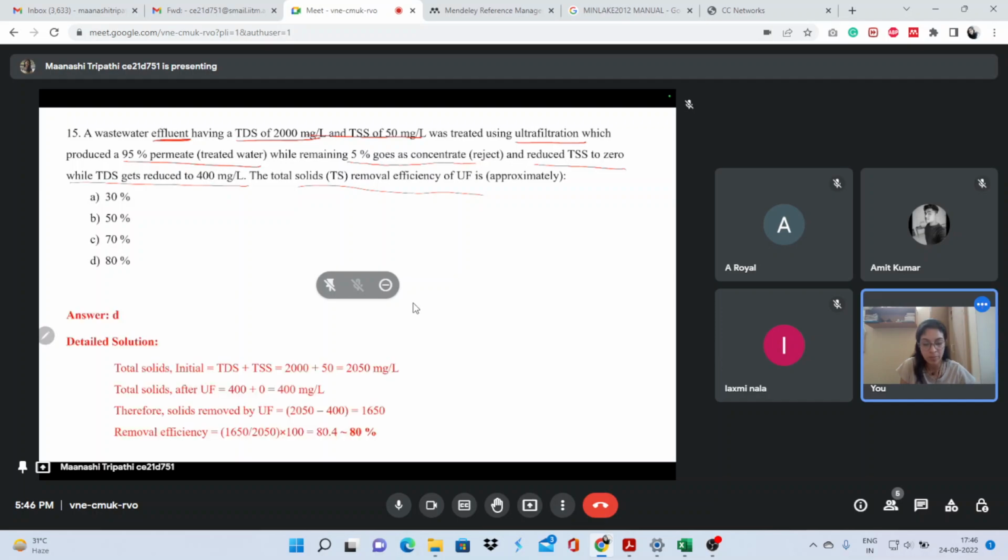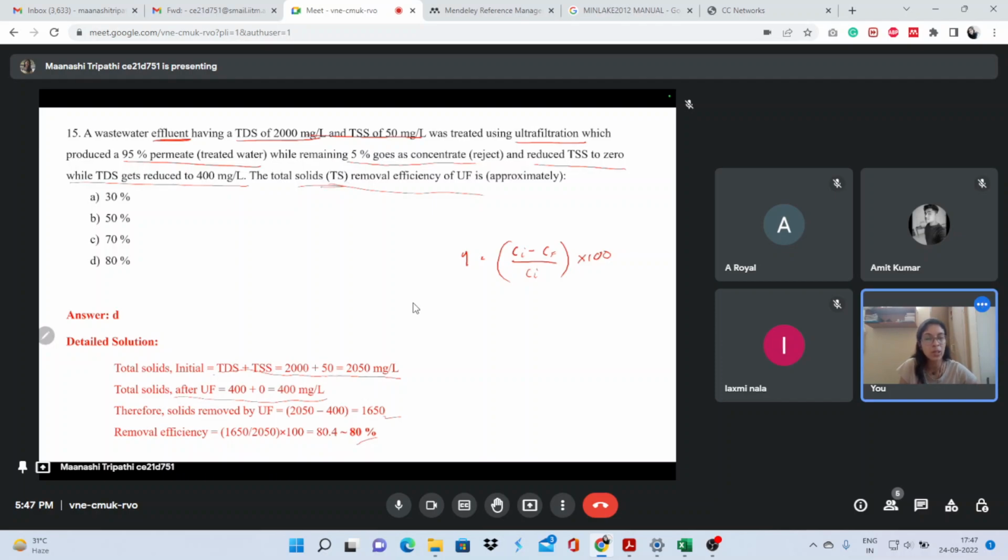We'll see the solution now. So the total solids initially we have 2050 milligrams per liter. Total solids after ultrafiltration, 400 milligrams per liter. So this is the solids removal, and the removal efficiency is, as I told you, initial minus final upon initial into 100. So we are talking in terms of total solids.